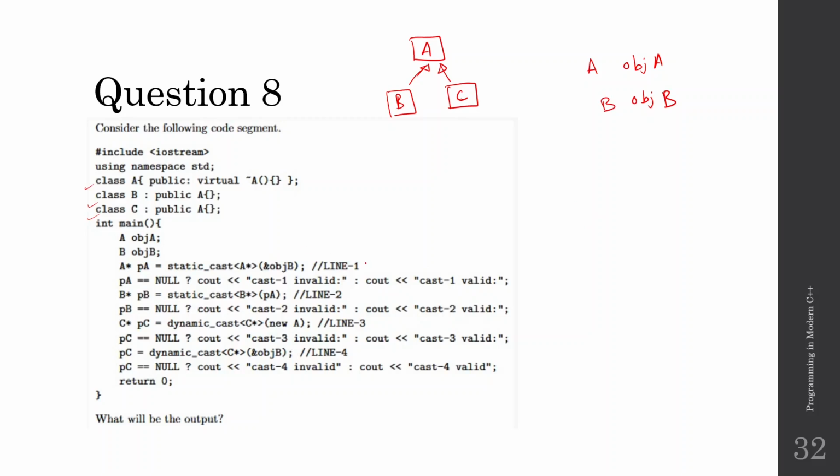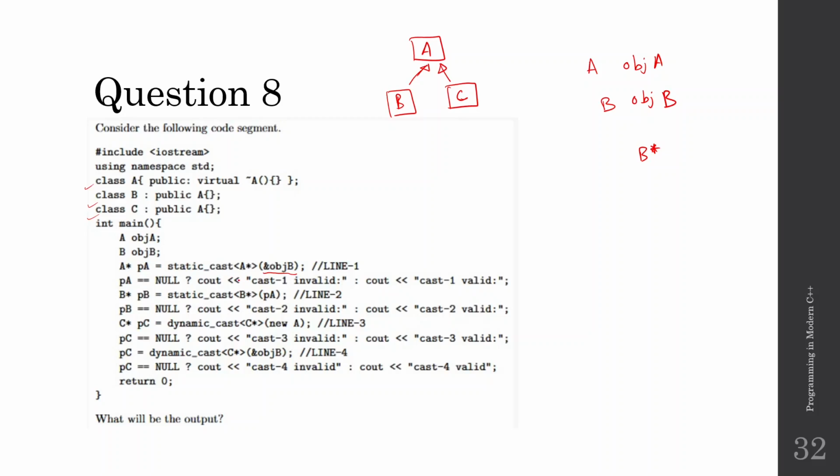In the first line, we are casting a pointer, the address of objb. So this will give a pointer, right? Ampersand objb will give a B star pointer, and then we are trying to cast it to an A star pointer.